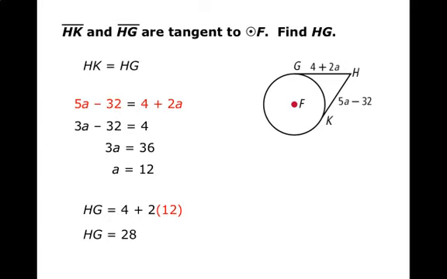Something good you should always go back and do is to check your answer. And if HG is 28, then HK should also be 28. So if you substitute 12 into HK, you should also get 28. So 5 times 12 is 60, minus 32 does give you 28, so you know you did it correct. It is important that you check your work to make sure you get the right answer.